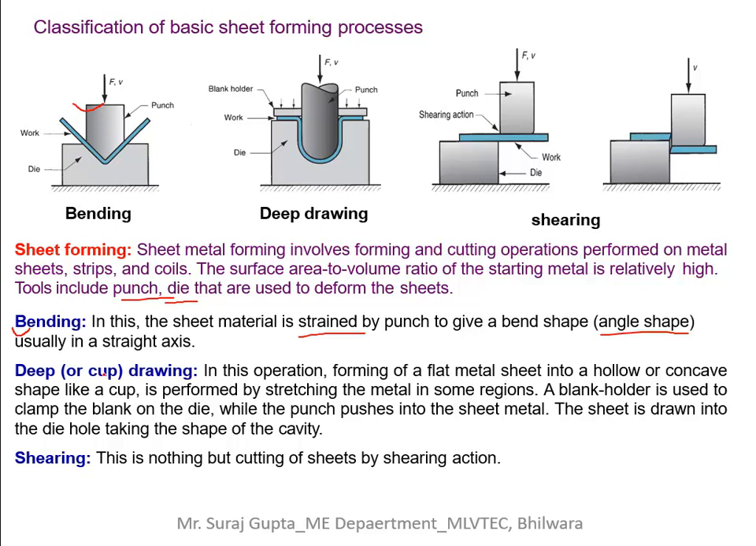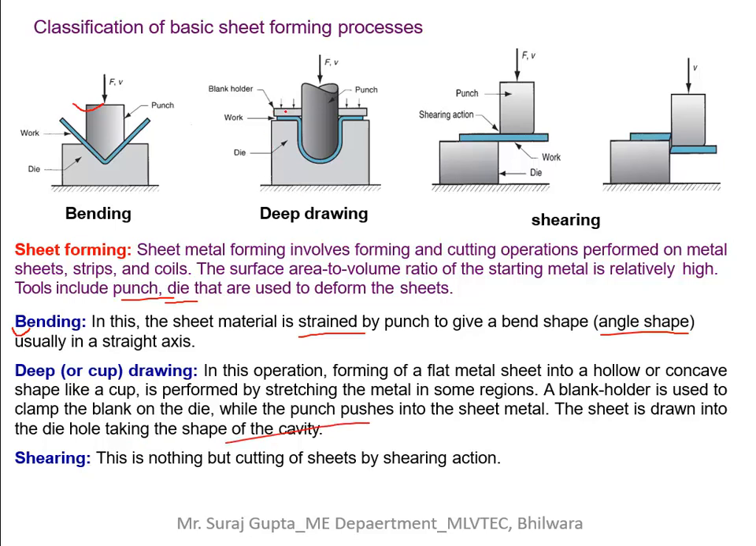The next is deep or cup drawing. In this operation, the forming of a flat metal sheet into a hollow or concave shape like a cup is performed by stretching the metal in some region. A blank holder is used to clamp the blank on the die while the punch pushes into the sheet metal. The sheet is drawn into the die hole, taking the shape of the cavity.